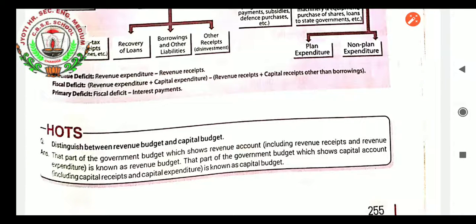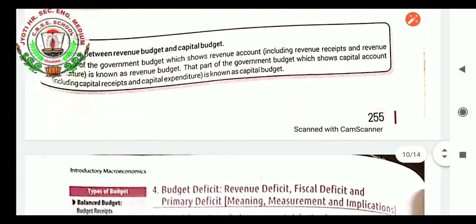That part of the government budget which shows the revenue account, including revenue receipts and revenue expenditure, is known as revenue budget. That part of the government budget which shows the capital account, including capital receipts and capital expenditure, is known as capital budget. So let us look at the particular things.